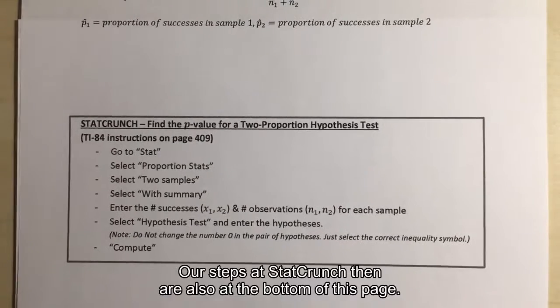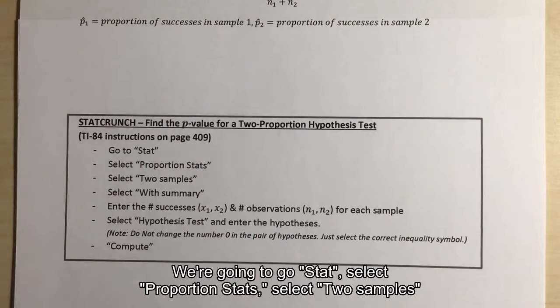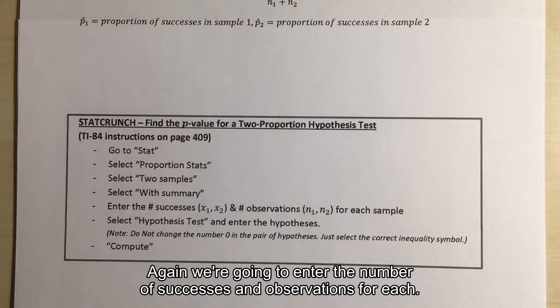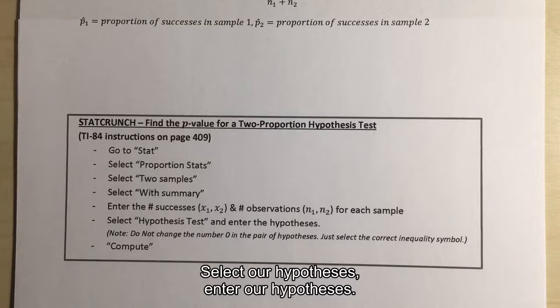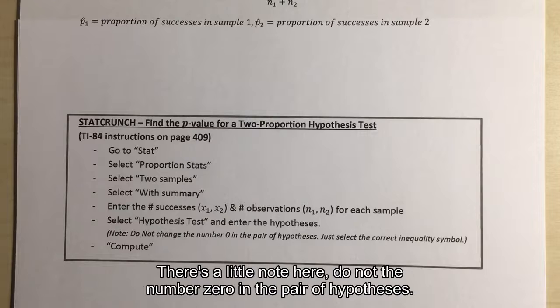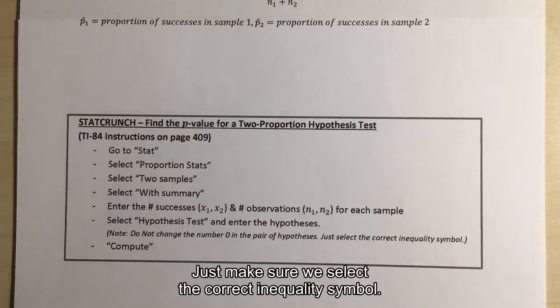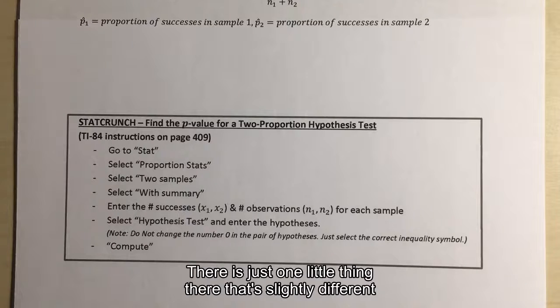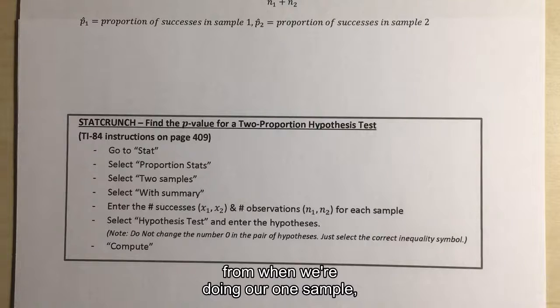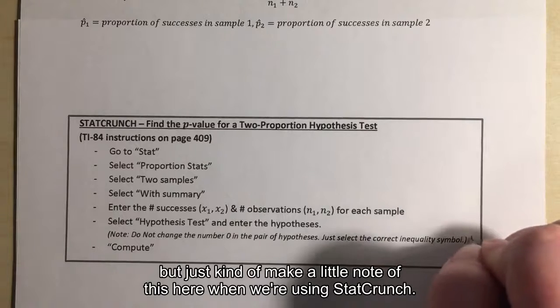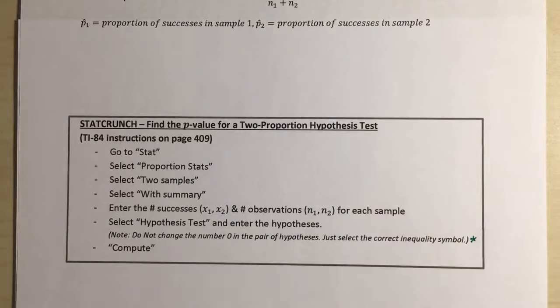Our steps in Statcrunch are also at the bottom of this page. We're going to go to Stat, select Proportion Stats, select 2 samples this time with summary. Again, we're going to enter the number of successes and observations for each. Select and enter our hypotheses. There's a little note here: do not change the number 0 in the pair of hypotheses. Just make sure we select the correct inequality symbol. This is one little thing that's slightly different from when we're doing our one sample, so make a little note of this when we're using Statcrunch.